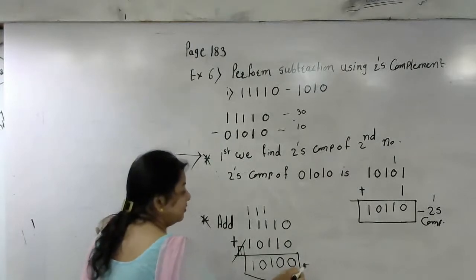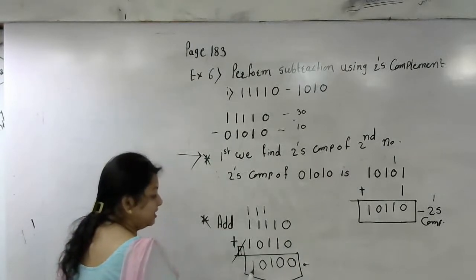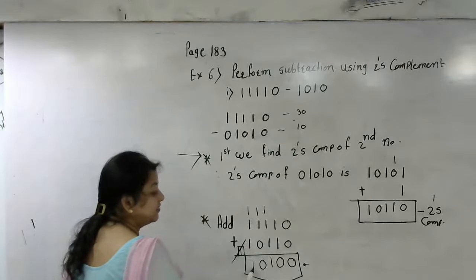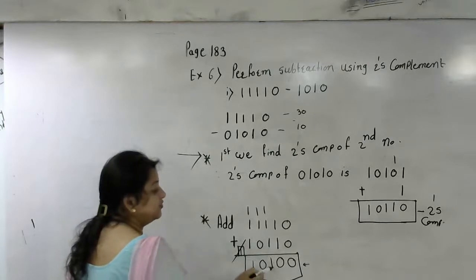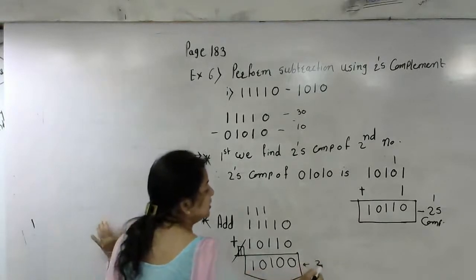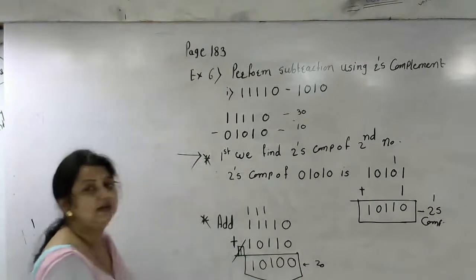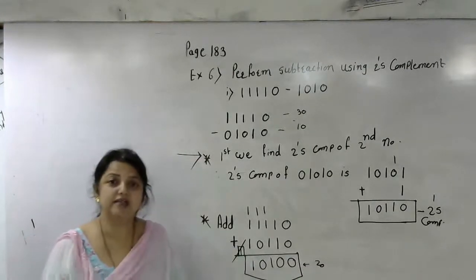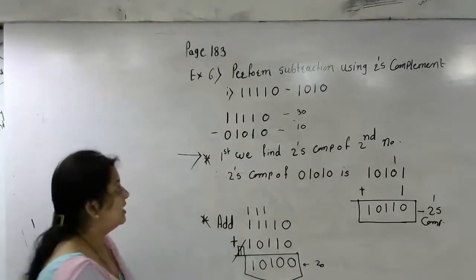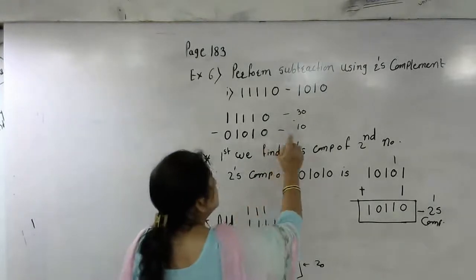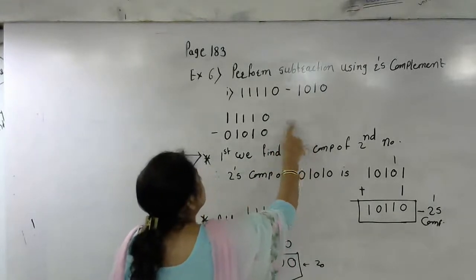So is the value 20? What is the place value of this number? 16. What is the place value of this? 4. 16 plus 4, 20. That means we find the right answer. Our answer is right. Don't write this in the exam. This is for your understanding.